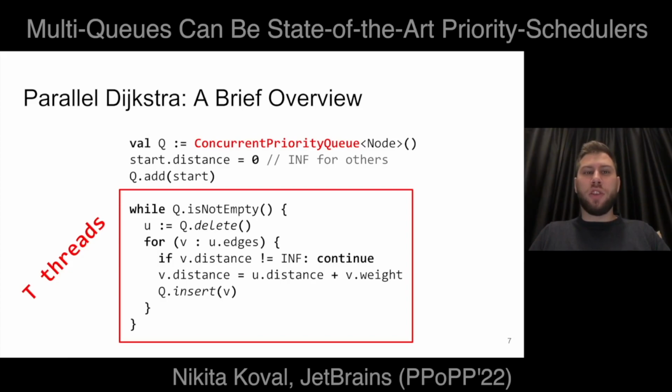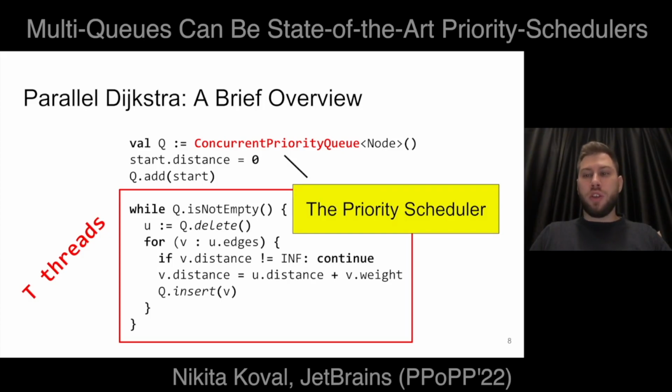Let's make this algorithm parallel. Essentially, we need to replace the sequential priority queue implementation with the concurrent one and run all the iterations in parallel in T threads. And this concurrent priority queue is the priority scheduler we are working on in this project.